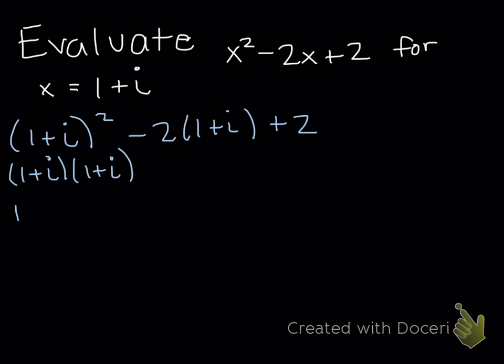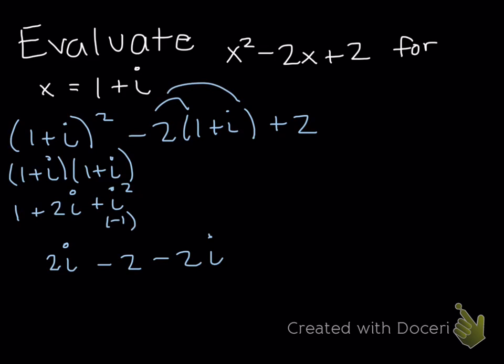So when I FOIL, I'll get 1. My inner and outer will both be i, so that's going to be 2i. And then I'll get a plus i squared. And I know i squared is equal to a negative 1. So the 1 out here and this negative 1 are going to cancel, and I'm going to just get a 2i from that foiling. Then I'll have minus 2i, and that's coming from distributing up here. And then plus 2. And notice that when I combine like terms, everything's going to cancel out, and I get the answer of 0. So that's it for that one.